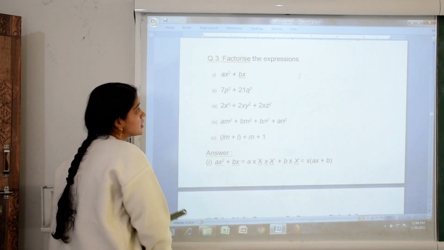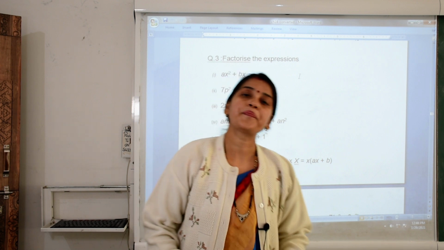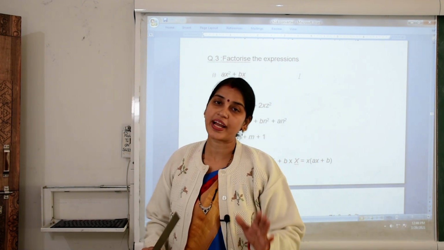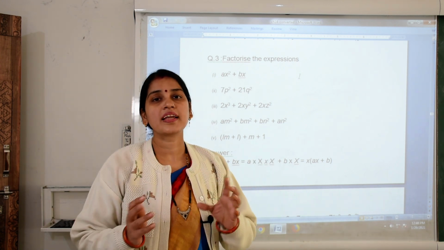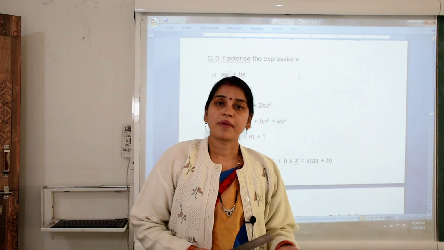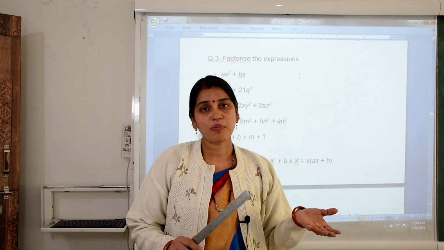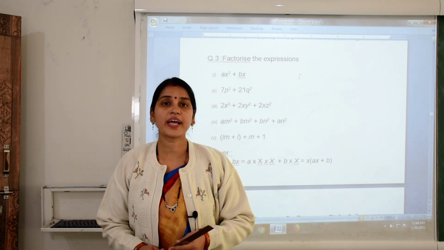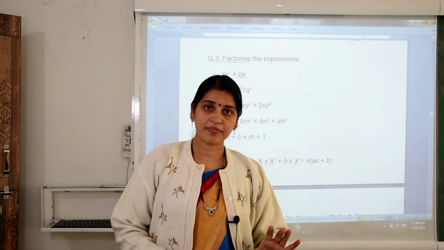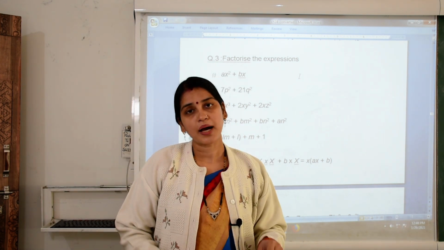Question number 3. In the third question, again you are given to factorize the expression, but in this question, the questions are mixed. Some are given in the form of common factor, and in some you can use the identity method. So you have to identify by which method you can apply it.